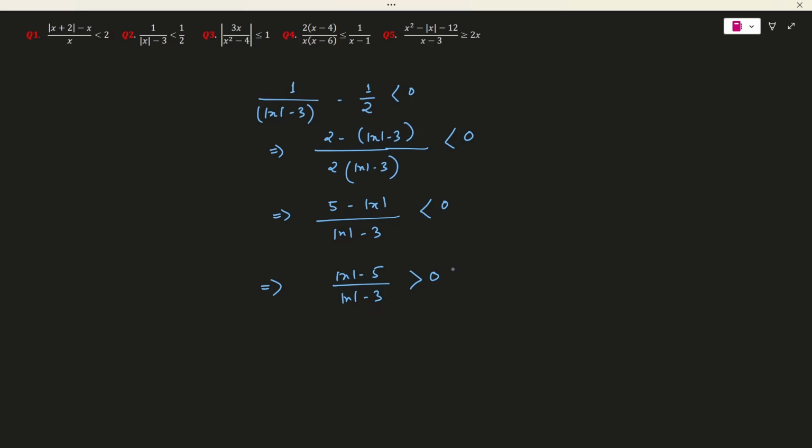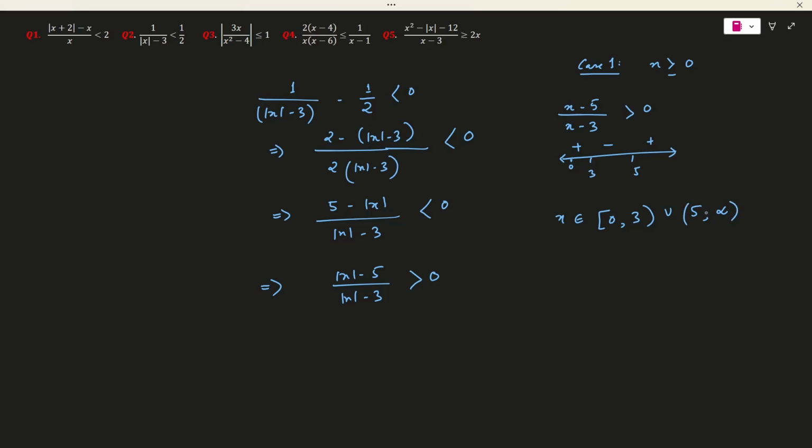Again I will have two cases here. Case 1: x greater than or equal to 0. So when x is greater than or equal to 0, I can say x minus 5 by x minus 3 is greater than 0. Draw the wavy curve, use the wavy curve method here. 3, 5, plus minus plus. So 0 will lie somewhere here, so x belongs to 0 included, 0 to 3 union 5 to infinity.